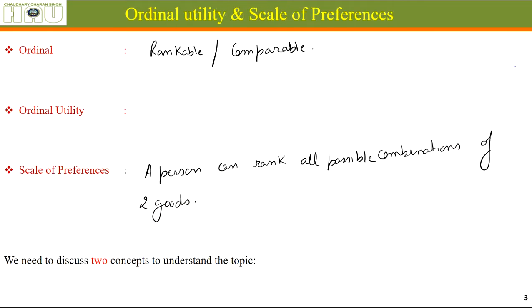First of all, what is ordinal utility? Ordinal is a scale where we can rank things. We can give them ranks 1, 2, 3, 4, 5 up to any number, or we can compare things, whether we like something more than something else, whether we like something less than something else, or whether we like two things equally. Okay. Ordinal utility. That means utility is a measure of satisfaction.